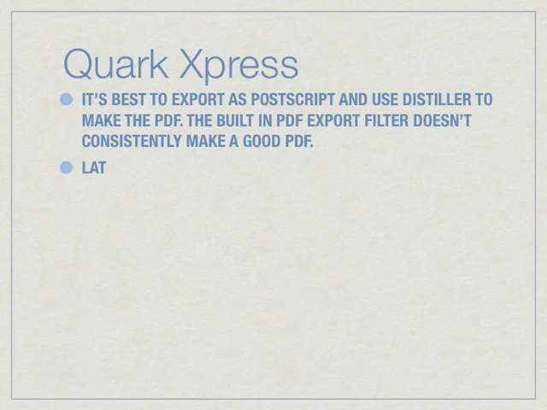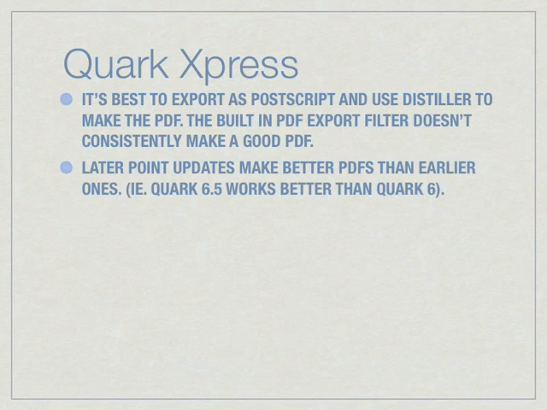It's important with Quark to remember that the later point updates within a series or a version of Quark generally make better PDFs than earlier ones. So if you're running Quark 6, you're better off updating all the way up to the free 6.5 update. The same goes for 7, update to 7.5. You'll find that you get a little bit better results when you're working with PDFs if you do that.